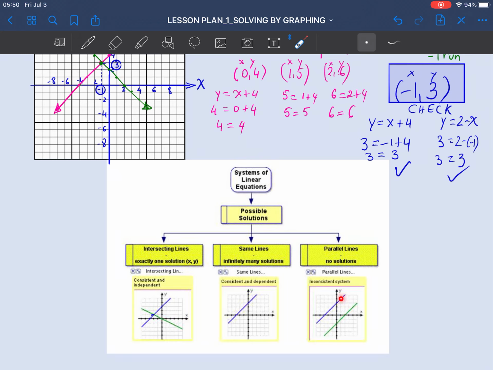And sometimes the two lines may have the same steepness or the same slope, which makes them parallel to each other, but their y-intercepts will be different, which splits them apart, right? In this case, they will never meet each other. They will never have a common point. And in this case, we're going to say that there will be no solutions to the system of equations.